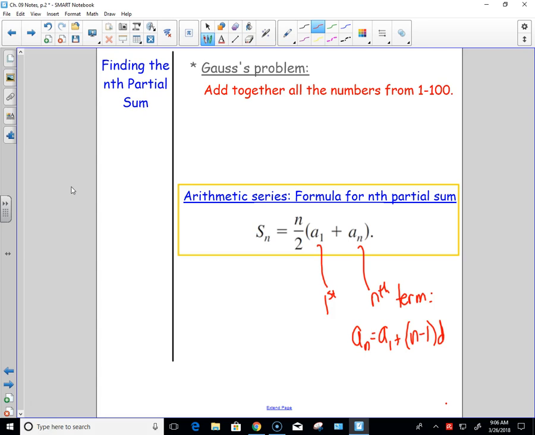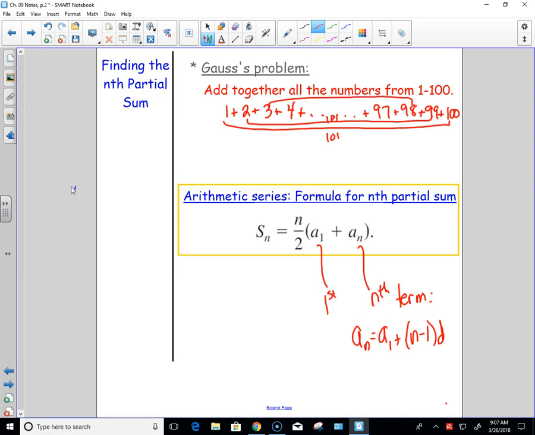The first number plus the last number, and then multiply it by half of the amount of numbers. Take 100 divided by 2, and then you multiply 101 by that. How did you get that? Why is that? What's 1 plus 100? What's 2 plus 99? What's 3 plus 98? Do you see a pattern?